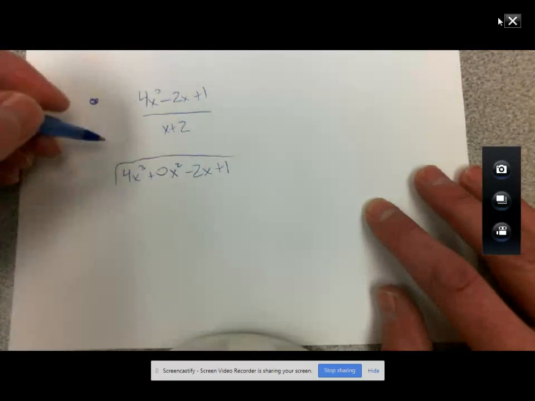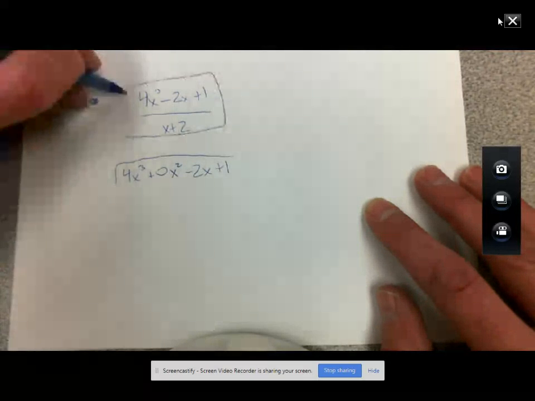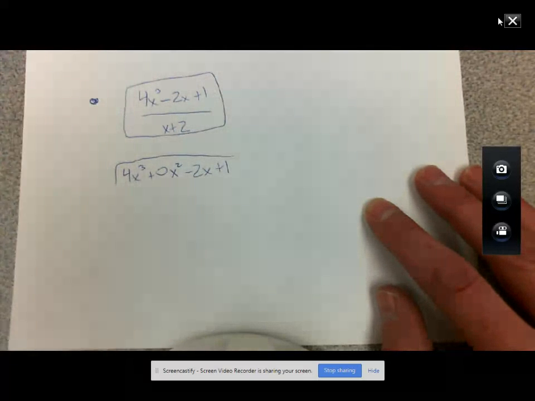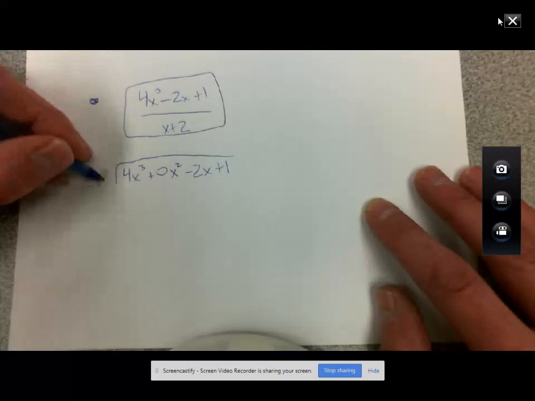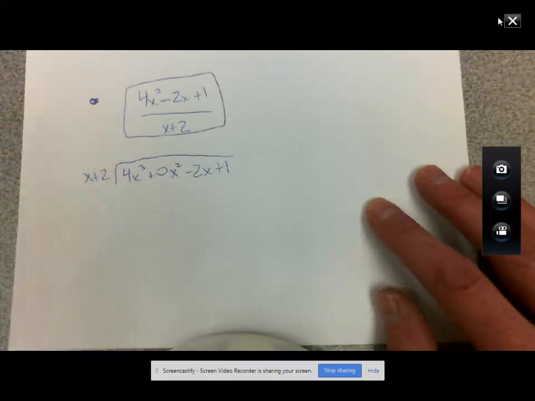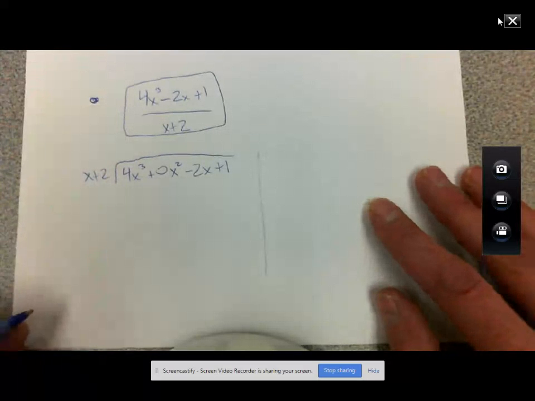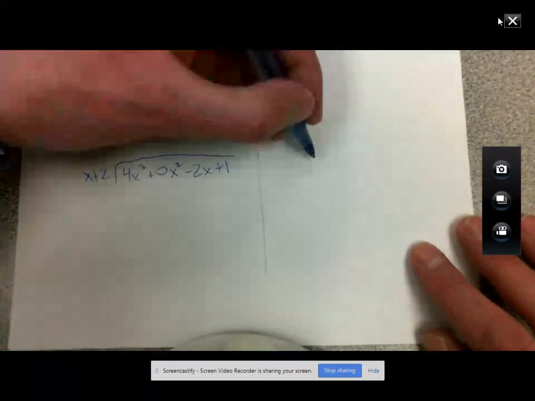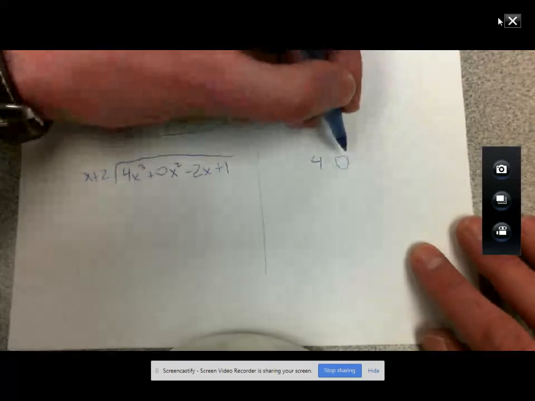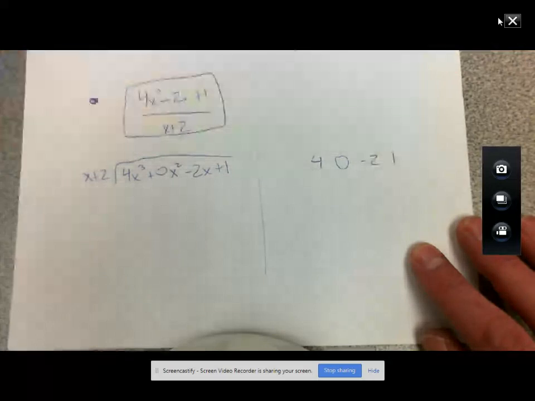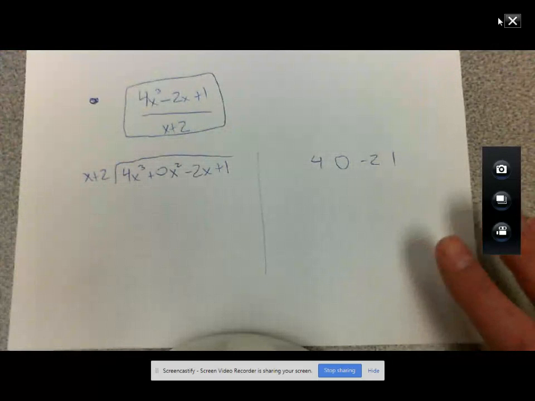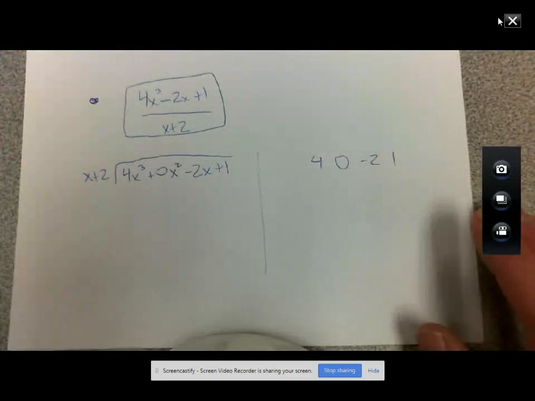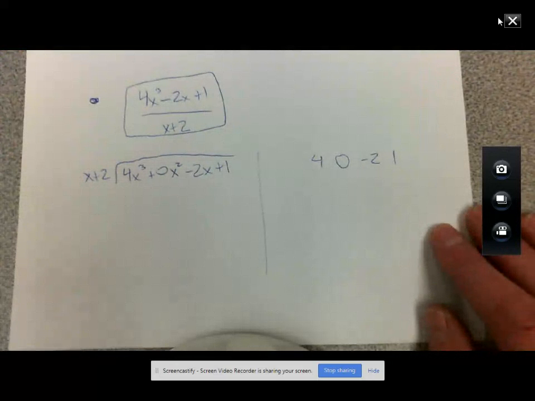And then we're going to divide that by, and I'm not sure if I'm leaving enough room here, but we'll go like that. We divide that by x plus 2. Now I'll also do the synthetic division right next to it, just so you can see them both. So if I just look at the coefficients, I would have 4, 0, negative 2, and 1. And if you forgot that 0, that is the easy thing to forget, and it's going to mess you up every time.